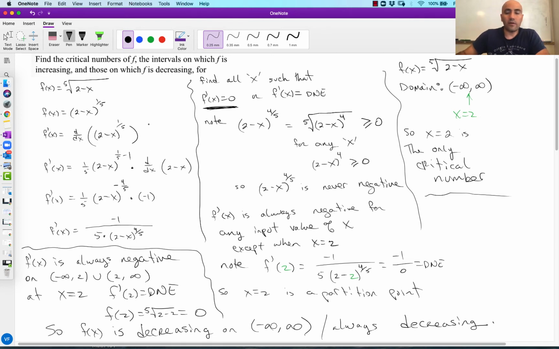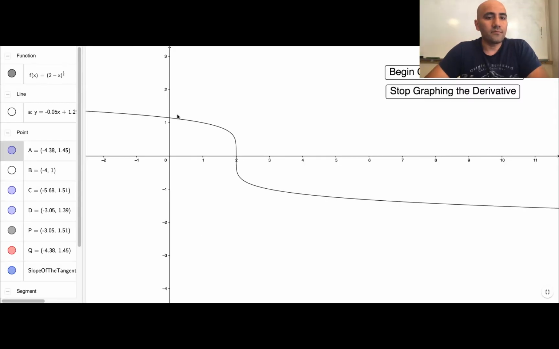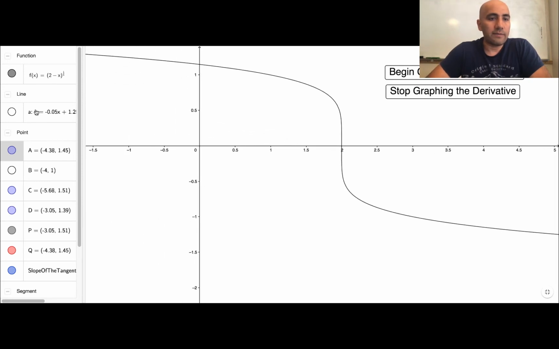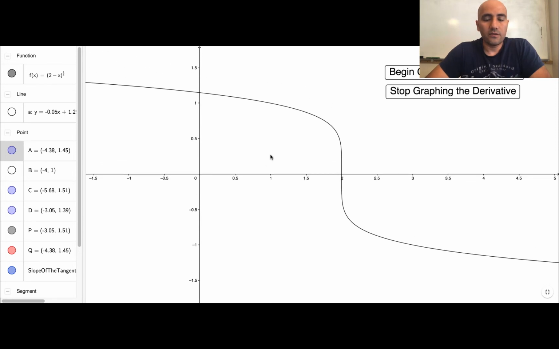Okay, let's take a look at a graph, see what it looks like. Okay, so this is what the graph looks like using this little applet. Right, so I just typed it in. 2 minus x to the power of 1/5 looks like this. And then let's think about the tangent lines, the slope of the tangent lines. Do you see how they're always going to be negative? Except here. So at 2, we end up with a vertical asymptote.